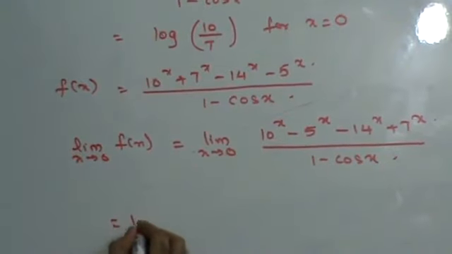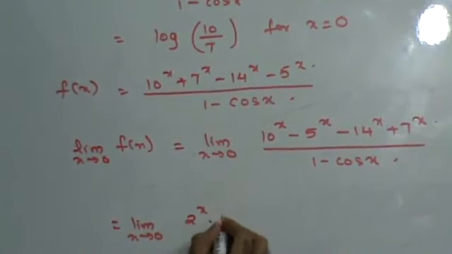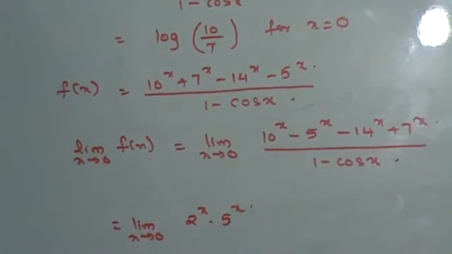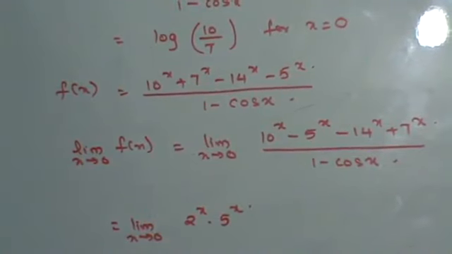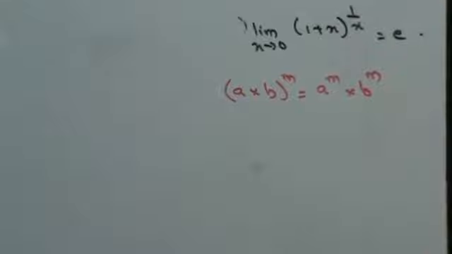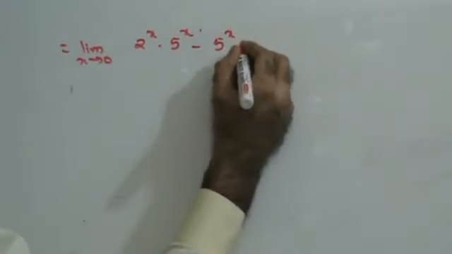Now this can be written as limit of x tends to 0. 10 raised to x can be written as 2 raised to x into 5 raised to x. 10 is 2 into 5, so it should have been 2 into 5 the whole raised to x. a into b the whole raised to m is a raised to m into b raised to m. Guys, I'll just show you that. a into b the whole raised to m is nothing but a raised to m into b raised to m. That law of indices I'm using here. So by using that law of indices, I get 2 raised to x into 5 raised to x minus 5 raised to x.